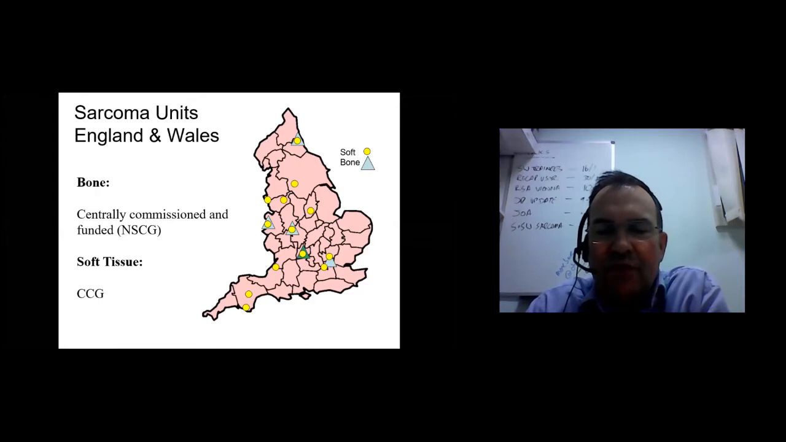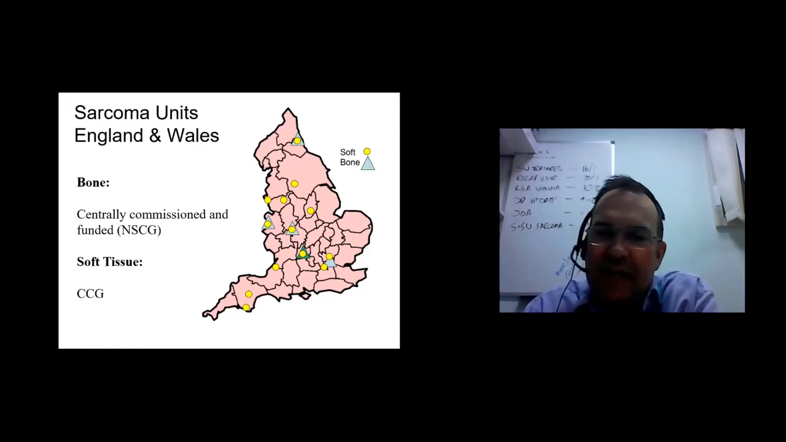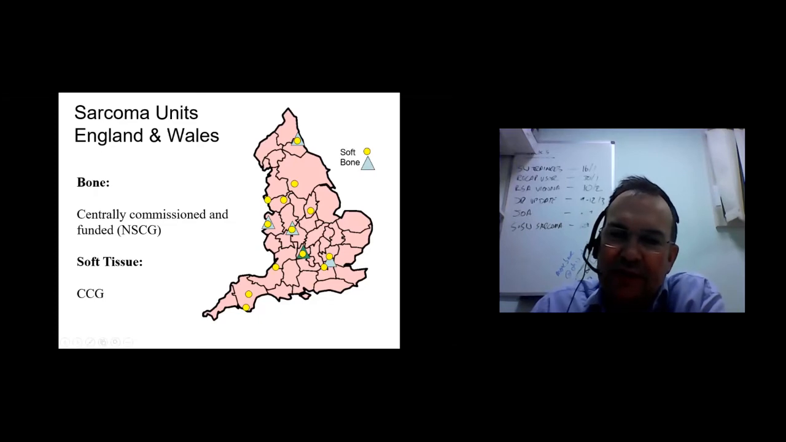So here's just a map. Just be aware of this. It looks nice and slick in the exam if you know where your local tumor unit is, so that you can say you pick up the phone and talk to them. We're shown as the green triangle in the centre here.